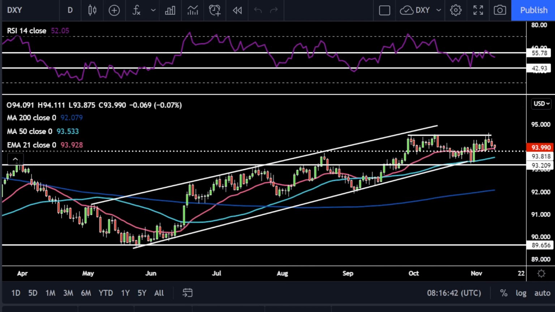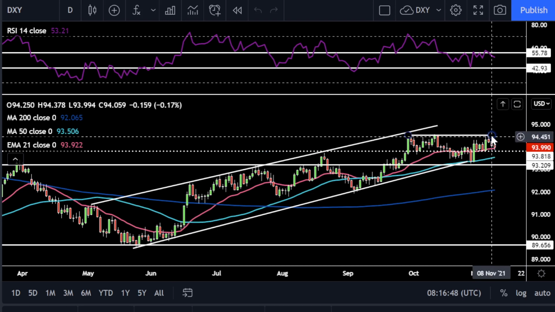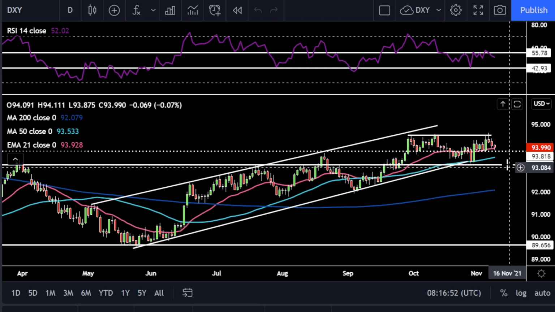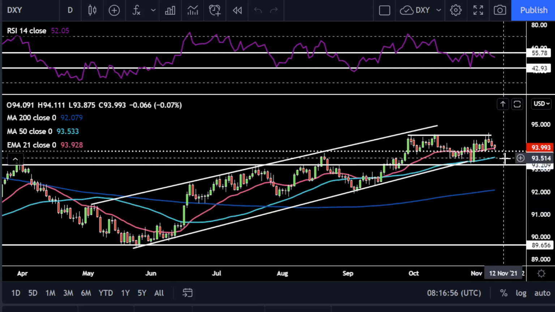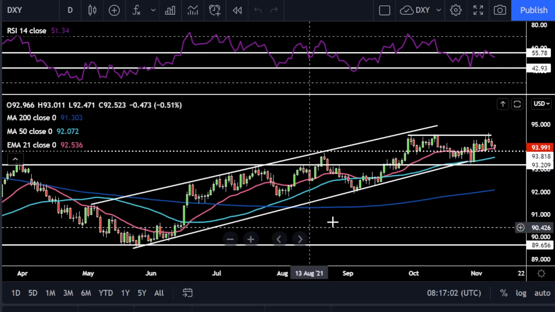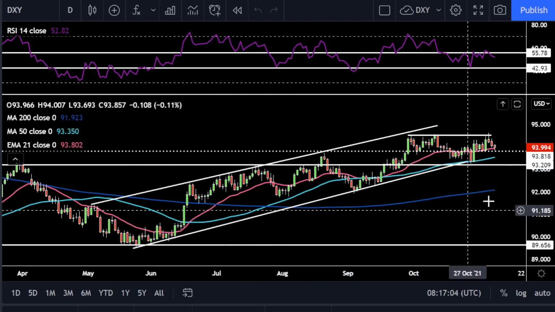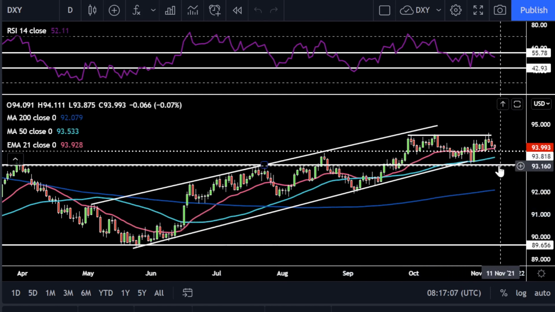Let's start things off as we usually do with the dollar. We can see the dollar's sort of in this tight range between 94.5, where its previous highs were, and 93.8, as well as where the 21-day exponential moving average is. If it falls below here, I'd be looking towards the 50-day simple moving average, the light blue line, and below there you've got the former large range resistance, which would probably act as support now.